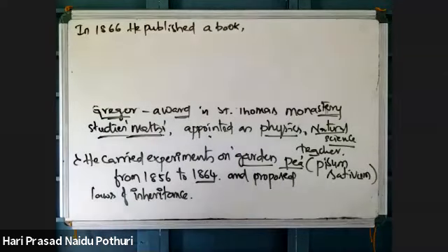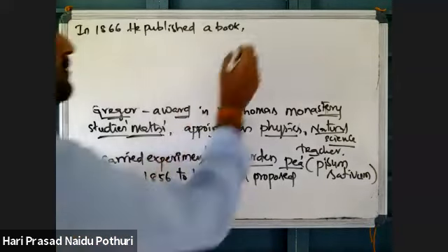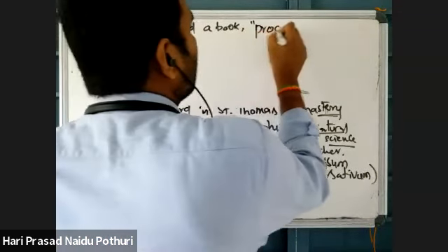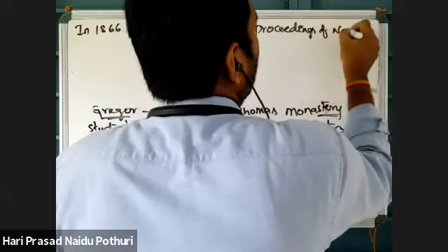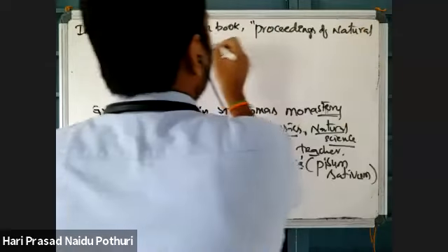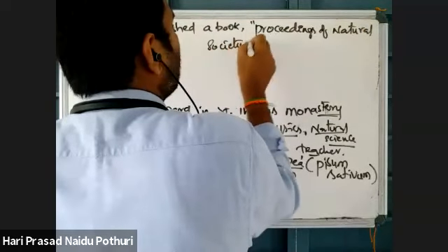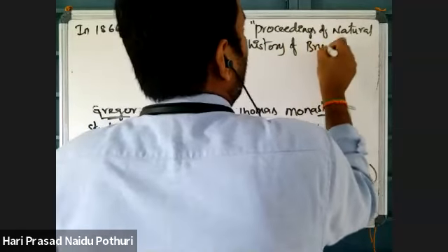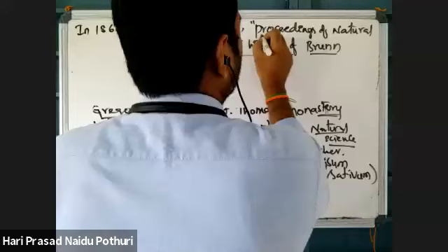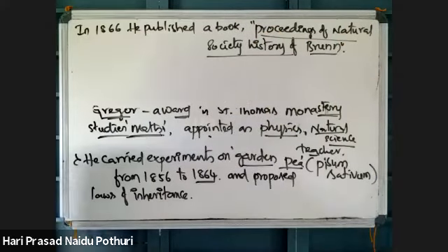What is the book? That is Proceedings of Natural History Society of Brunn. That book name is Proceedings of Natural History Society of Brunn. It was the publishing name.